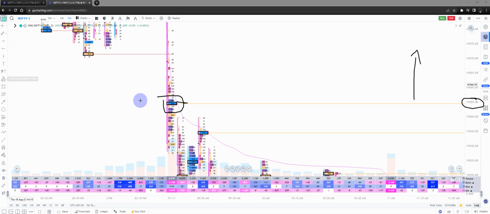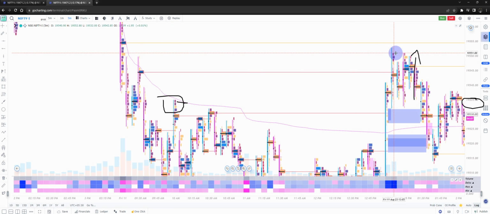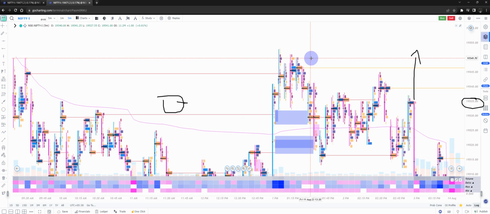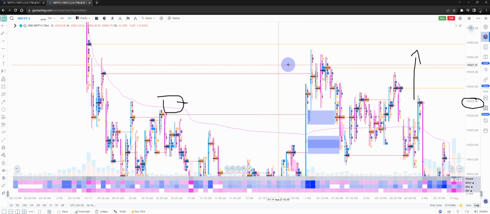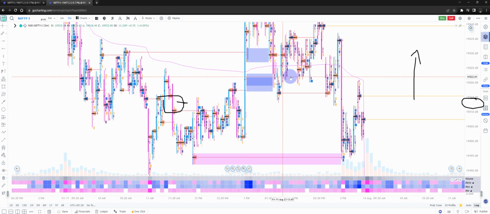So what has happened on this day, in fact, is that if I just zoom out, it has taken a rejection from here and gone down. That is where I start getting a hint, and it is already 1 p.m., so I start getting a hint that it is going to be a B type profile and the market is going to go to the other side.